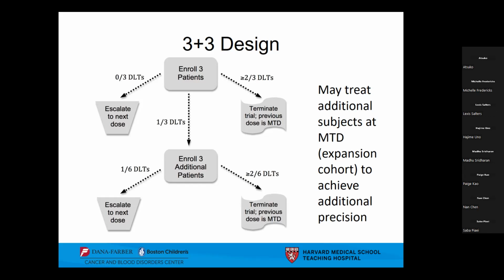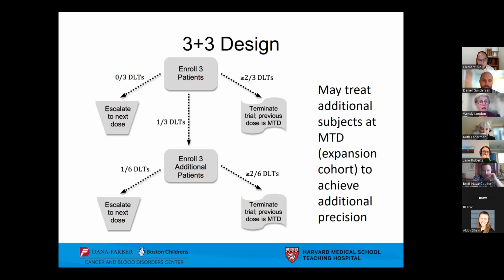Then we count the number of patients that have had a DLT. If there's no patients, then the model recommends escalation to the next dose level. If there's 2 or more out of 3, then we just terminate the trial. So what it says here about the previous MTD is not relevant if we've just started the trial with 3 patients. So oftentimes investigators will have to go back and amend the protocol to add lower dose levels so that they can explore what the DLT rate would be at the lower dose levels.